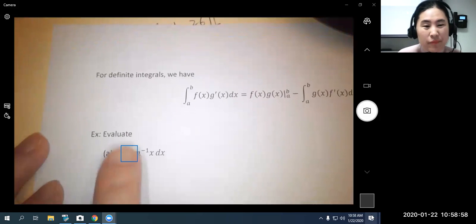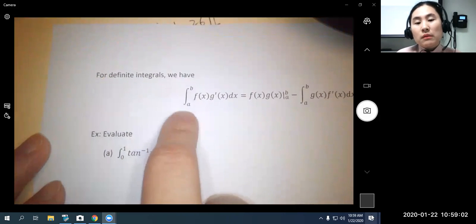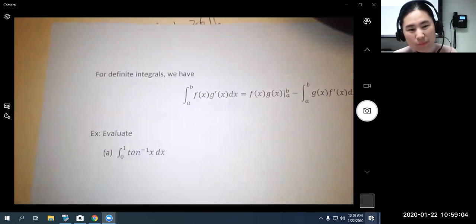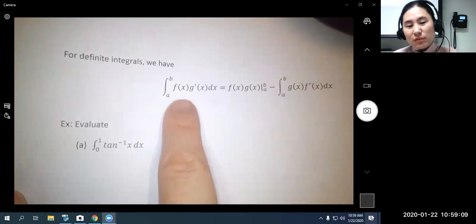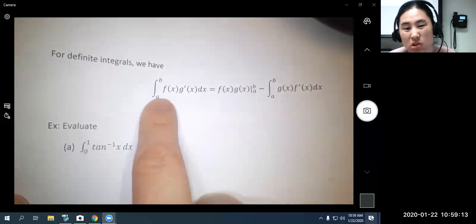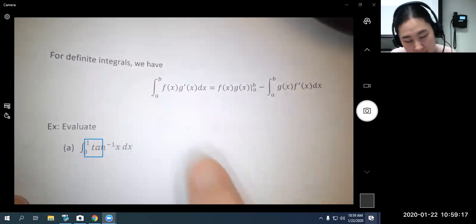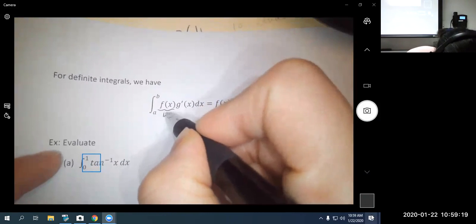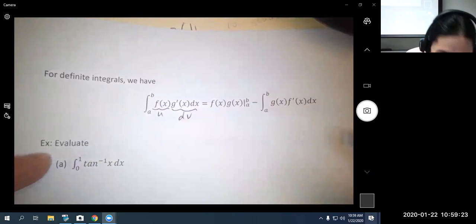We'll see. All of those previous questions we did were indefinite integrals. How about definite integrals? Do we still have integration by parts? Yes, we do. For the definite integral from a to b of f times g prime dx, we still let this be u and this be dv. So by integration by parts, we're going to have what?